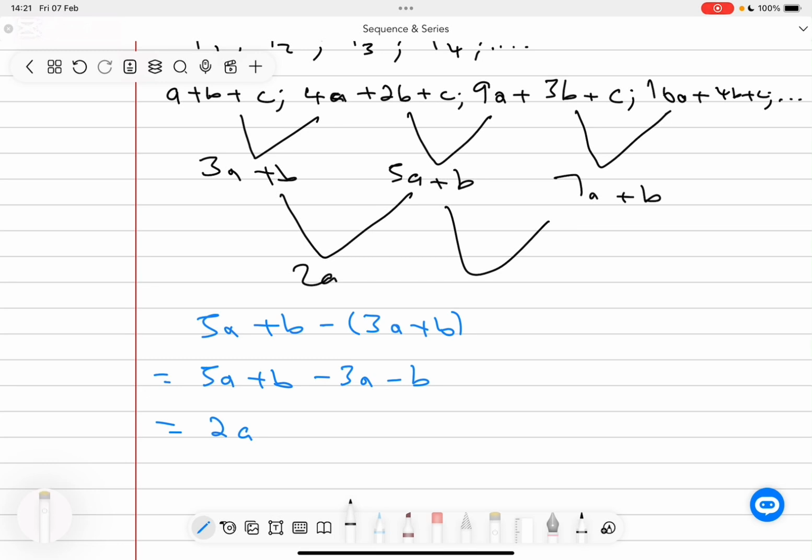If we compute the same mathematics here, 7a plus b minus 5a plus b, we then have 7a plus b, we're going to have a minus 5a, minus b. And this reduces down to 2a, and the b would still give me a 0 there. That means here we also have a 2a.